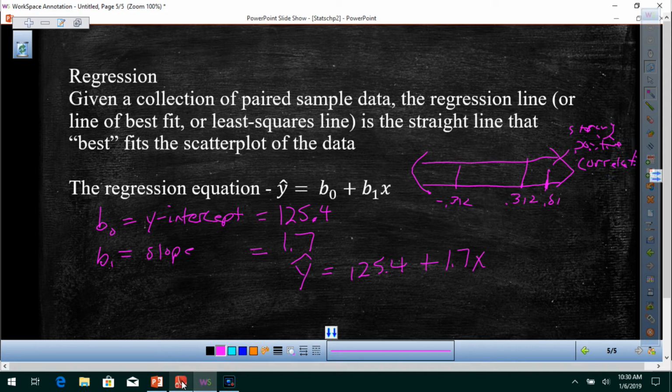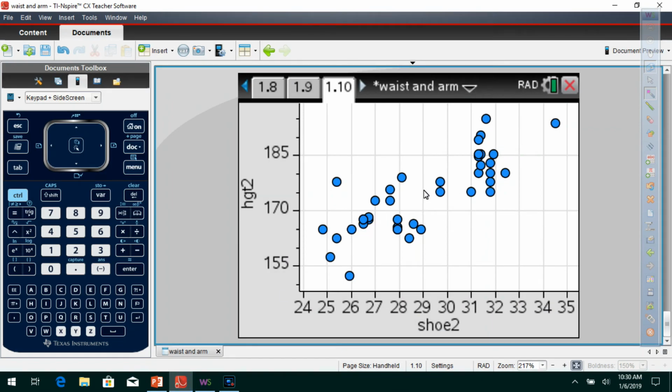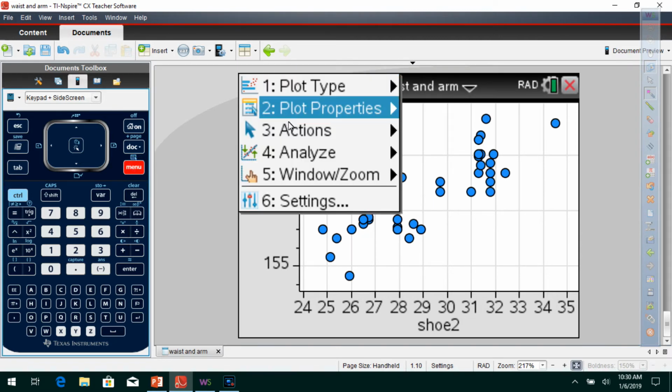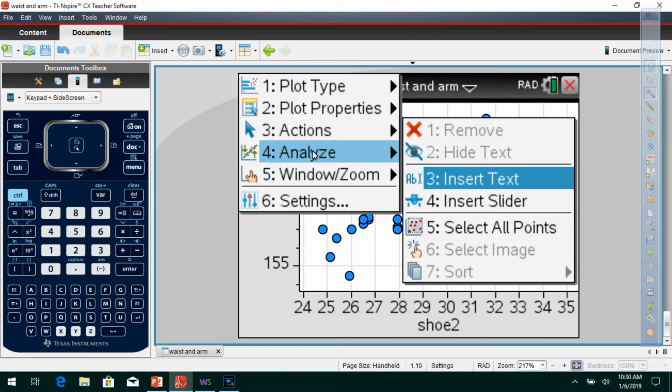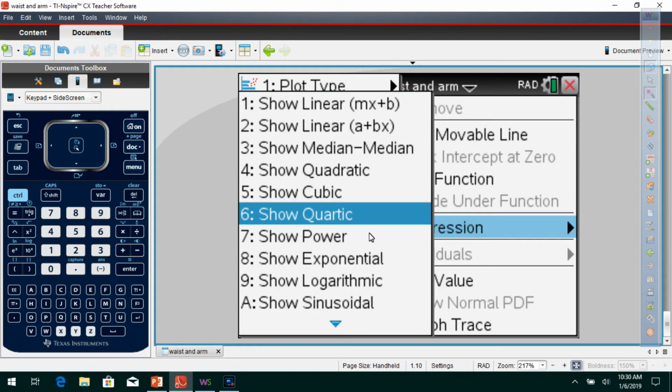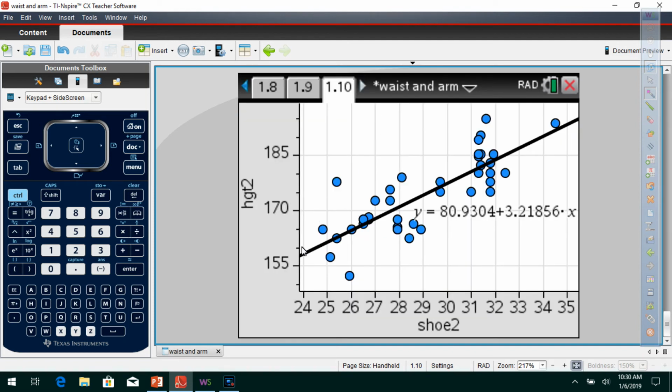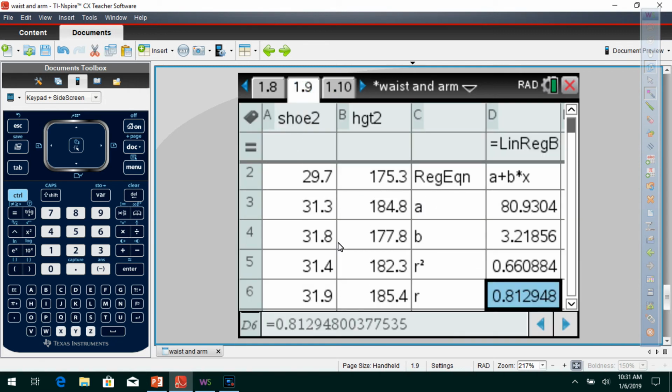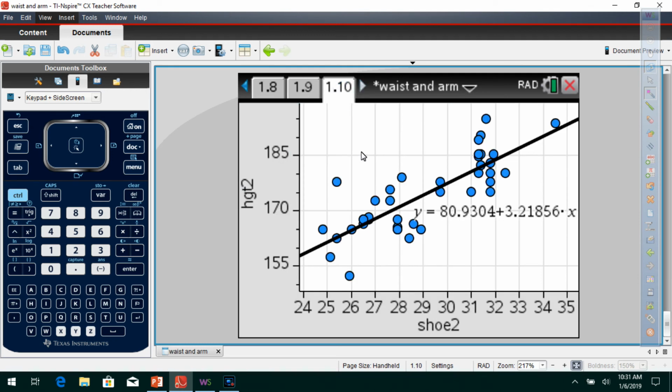Okay. Now, let's draw some line here. It's really easy to draw a line. Menu, actions, analyze, regression, and then linear. Oh, so we got 0.80, 0.9, and 3.2. Well, let's compare that to over here. Oh, 80.9, 3.2. Good. All right. So pretty easy to do with the calculator. Real easy to do.